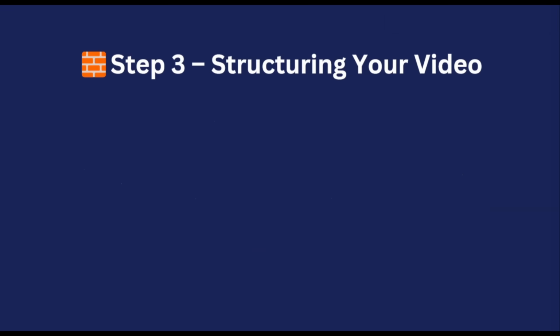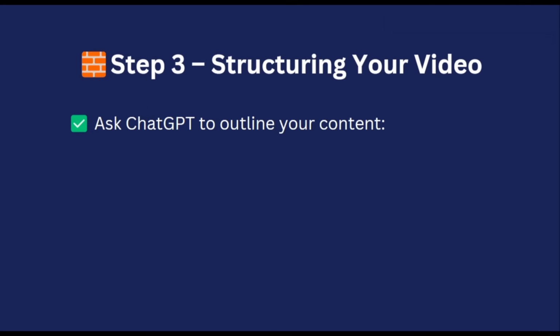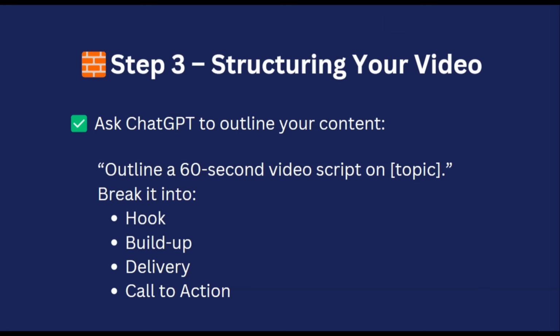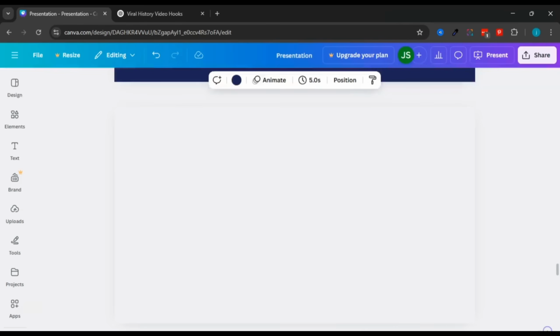And step 3 is structuring your video. I'm going to show you guys exactly how you can go about structuring your video using the help of ChatGPT and AI. What you want to do now is ask ChatGPT to outline your content. Here's a prompt you can use right here. Let me copy this.